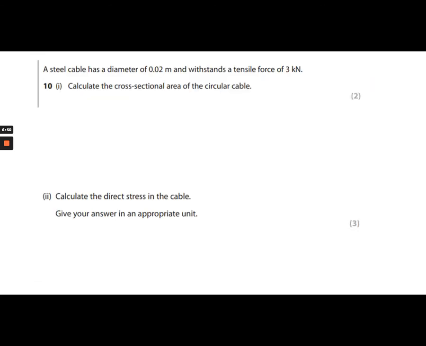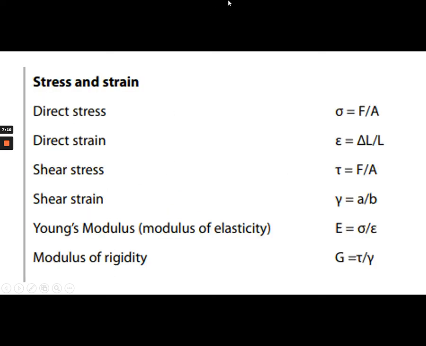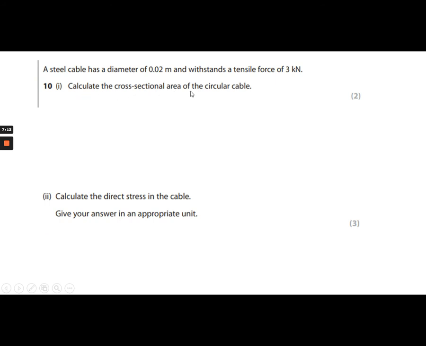Here's another one. So this was from, is this June 18, I think? A steel cable has a diameter of 0.02 meters and withstands a tensile force of 3 kilonewtons. So you've seen tensile mentioned there, and then underneath you've got direct stress. So that should send you here, hopefully. So calculate the cross-sectional area of the circular cable. Nothing special about this. Nothing's specific to this unit here. It's just a typical cross-sectional area. You're given a diameter, which seems to be the typical thing to give you. Divide it by 2 to get the radius, and then it's pi r squared. It's essential that you know pi r squared.